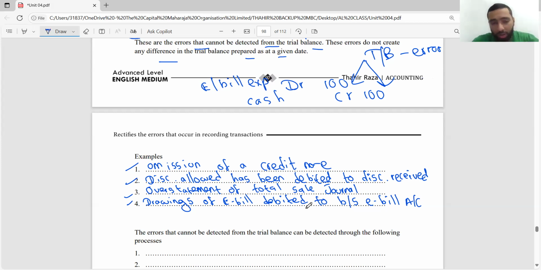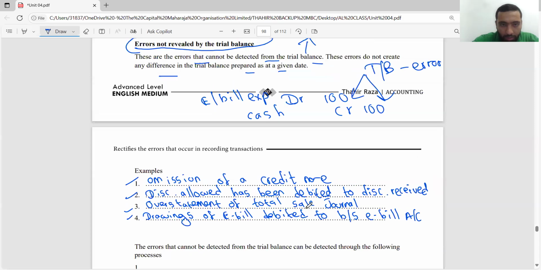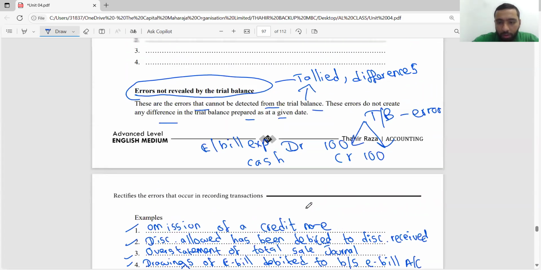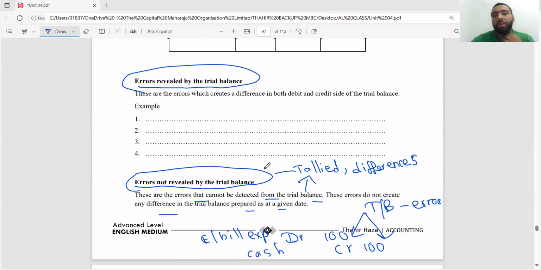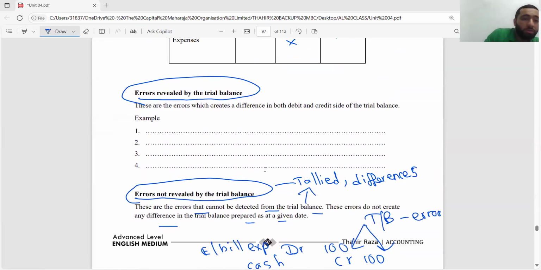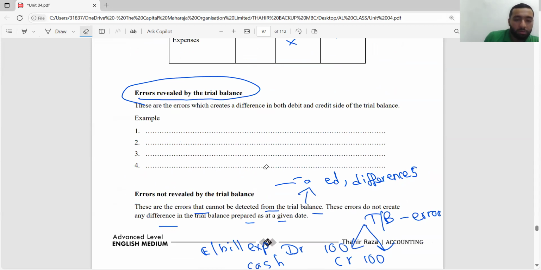Okay. So did you understand all four, children? Is everything okay? Ashini, Ziana, Arwa, Lakshini, is everything okay? Did you understand? Right, right, right. Thank you everyone. If you don't understand anything, put it in the chat box. Okay? Right. Very simple. So next we are moving on to errors revealed by trial balance.